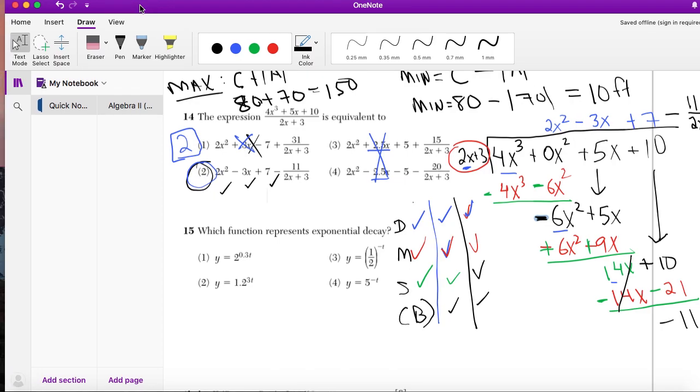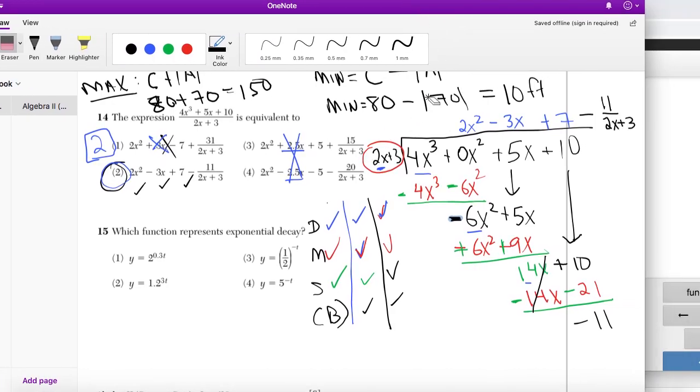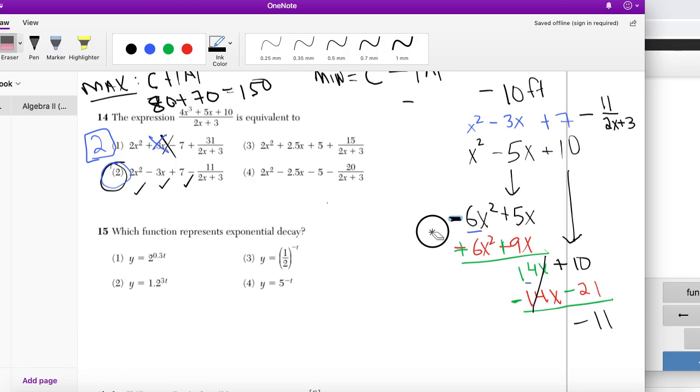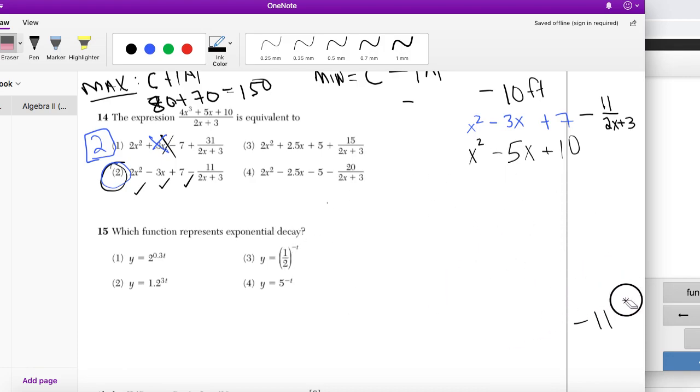Okay, we're almost done. We're on the last two questions for this video. So let me erase this. Pause the video if you need to, so that we could get started with question number 15. So, which function represents exponential decay?